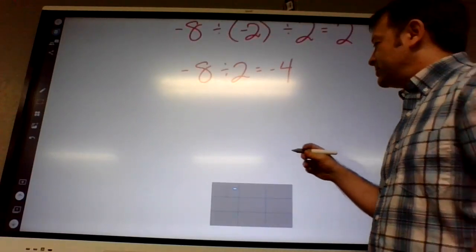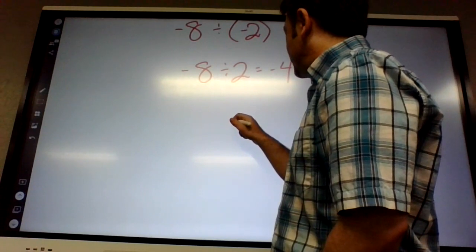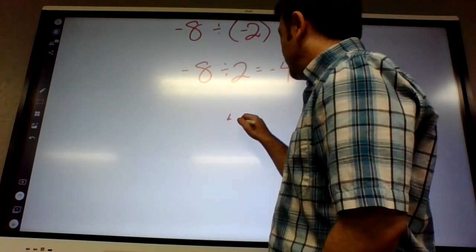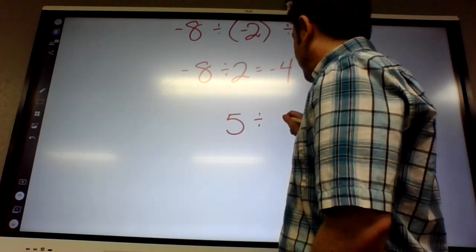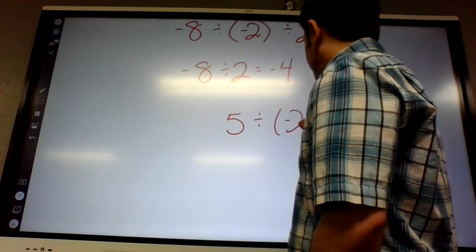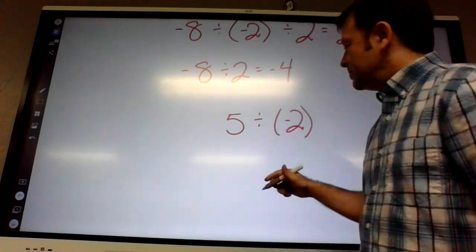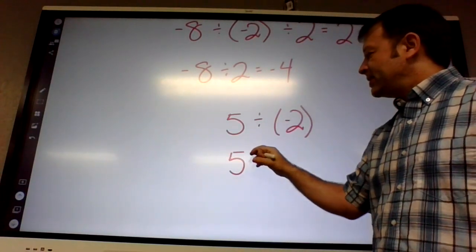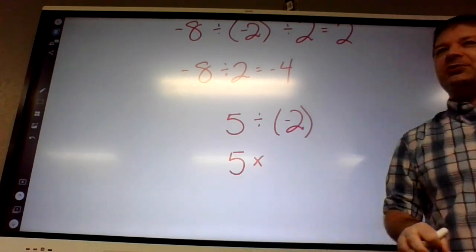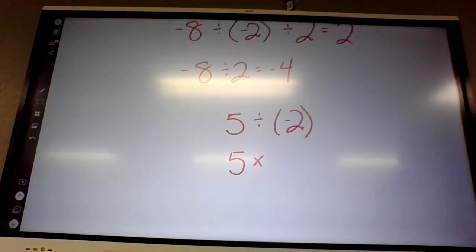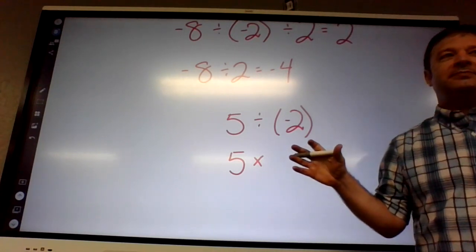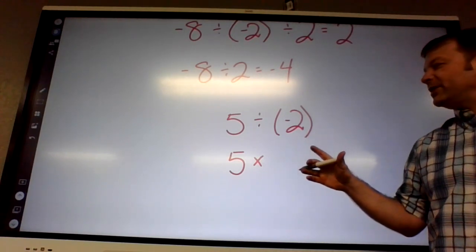You guys might not know this. Here's something that might be new to you. Let's say 5 divided by negative 2 is the same thing as 5 times what? Negative 2? Negative 1/2. Yeah, it is negative 1/2.